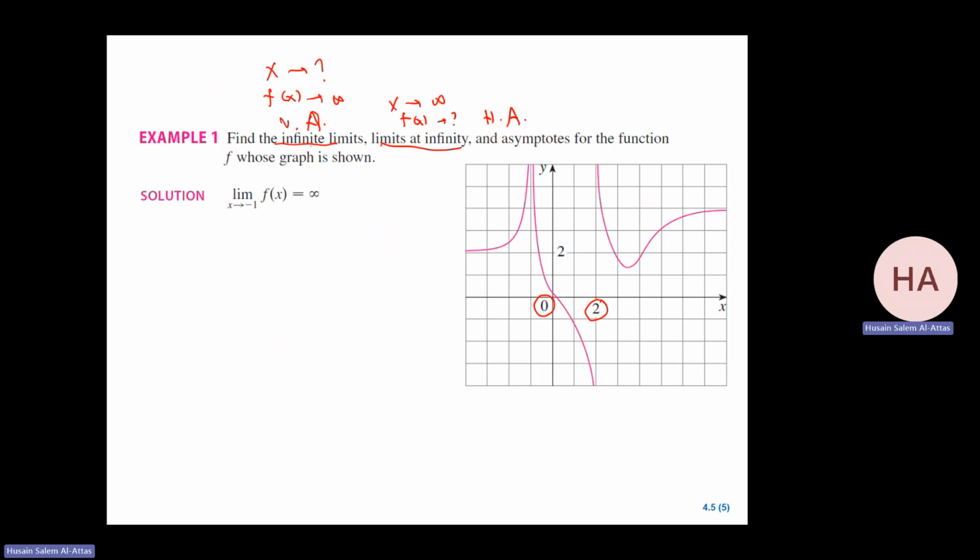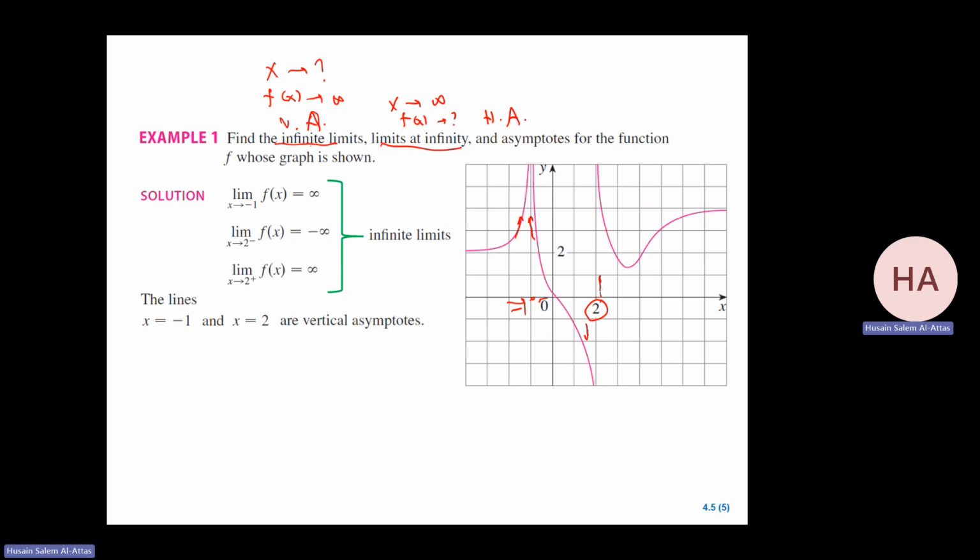Where at 0, sorry, this is minus 1. At this point, which is minus 1, as x goes to minus 1 the function goes to infinity from either side. So we say x equals minus 1 is a vertical asymptote. Here, from one side the function goes to infinity, from the other side it goes to minus infinity. I don't care, this also gives me a vertical asymptote. So how many vertical asymptotes do we have? 2: x equals minus 1 and x equals 2.